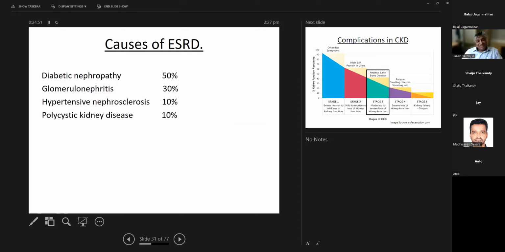So the most common cause of end-stage kidney disease in New Zealand, but also worldwide, is diabetes, diabetic nephropathy. Number two is generally glomerulonephritis. Number three, hypertensive nephrosclerosis. Number four, polycystic kidney disease. And then you get things like drugs, congenital abnormalities, autoimmune disease, lots of other causes.